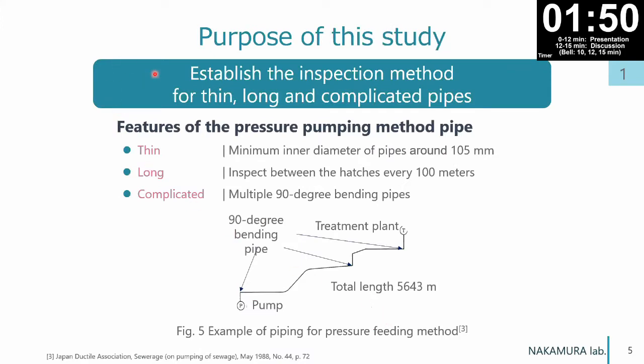Therefore, in this study, we established the inspection method for thin, long, and complicated pipes. The sewer pipes that are difficult to inspect with existing devices are the pressure pumping method pipes. Its features are thin, long, and complicated. So especially we focused on the pressure pumping method pipe.